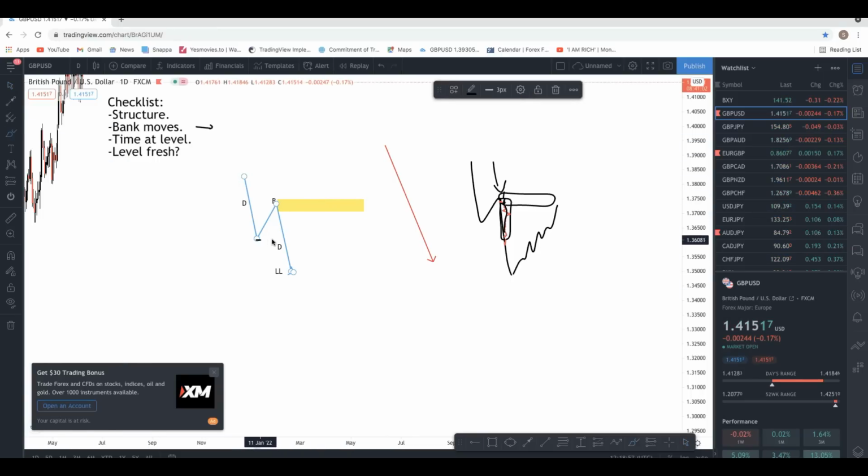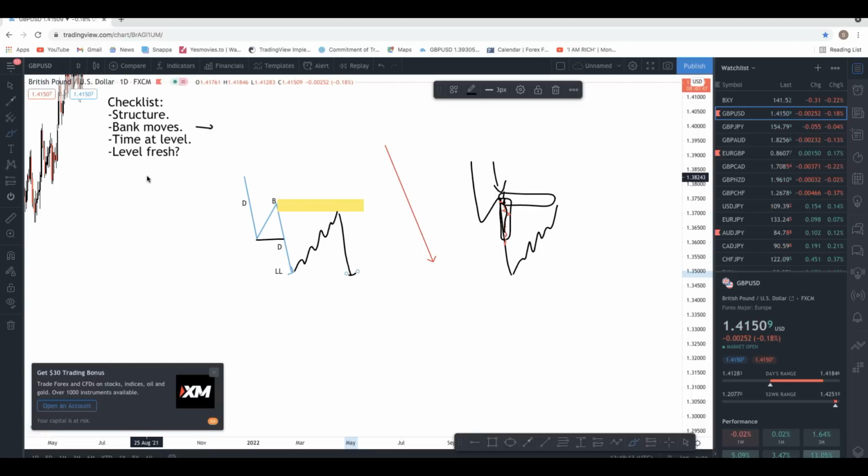After price has given us a lower low, remember this is a break in structure, we then wait for price to make its way back to the area. Which area? The beginning of the momentum. And then we expect price to go to the downside.